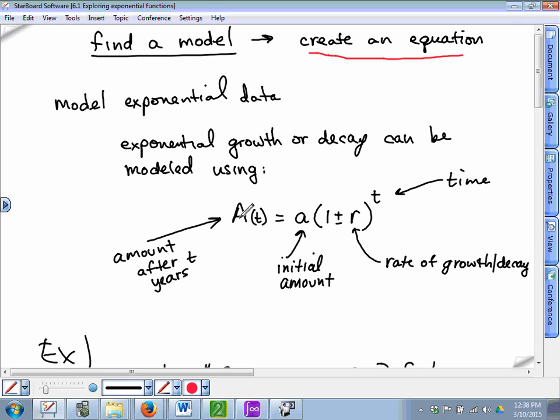That makes sense. Cool, huh? What's that? There's a 1, plus or minus r to a power of t.